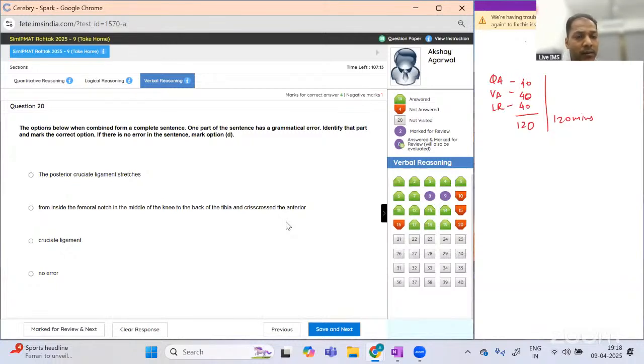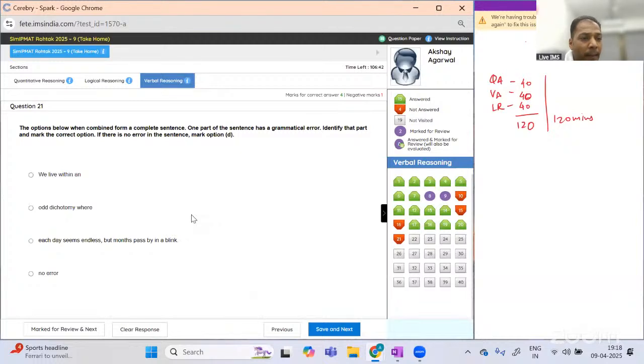Identify the part. One part of the sentence has a grammatical error. Identify that part. Mark the correct option. Posterior cruciate ligament stretches from inside the femoral notch in the middle of the knee to the back of the tibia and crisscrosses the anterior cruciate ligament. I think it should be and crisscrosses. So that would be a tense error.